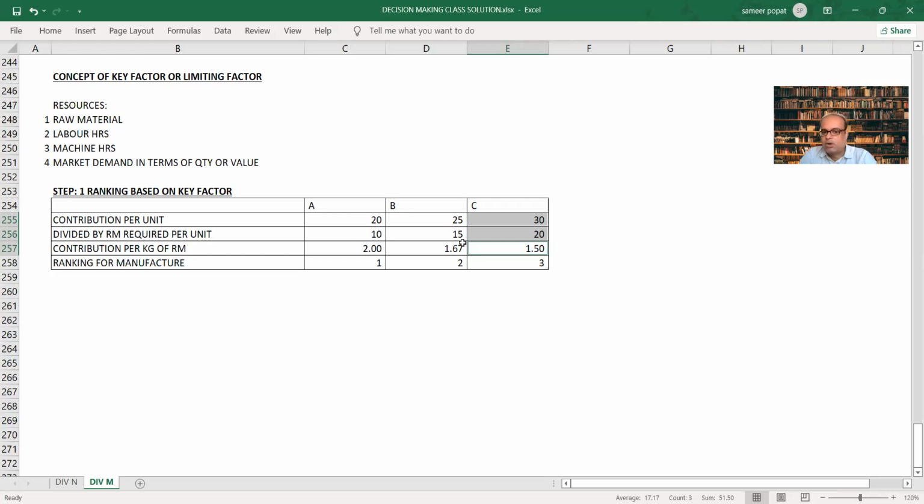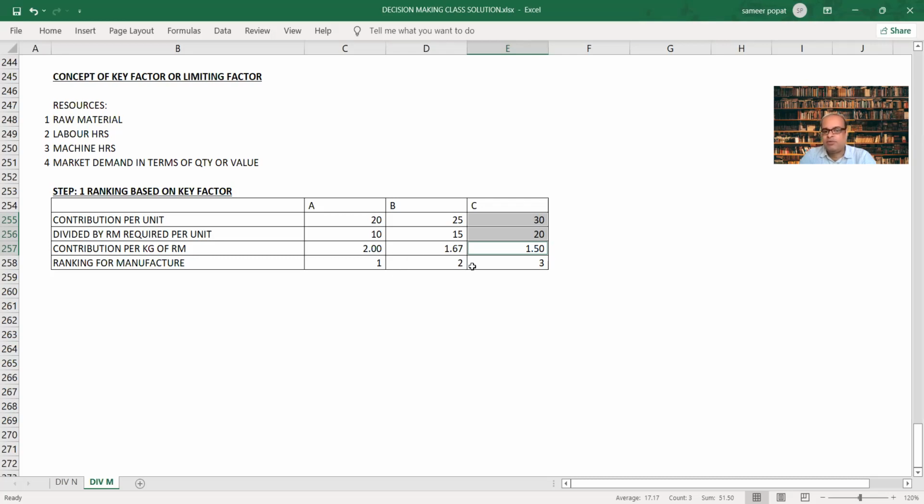So comparing this contribution per kg, using 1 kg, product A will generate contribution of 2. Using 1 kg, product B will generate contribution of 1.67. And using 1 kg of material, C will generate contribution of 1.5. Here, since raw material is in short supply, we should concentrate our production on product A, since it is generating the highest contribution per kg of raw material.